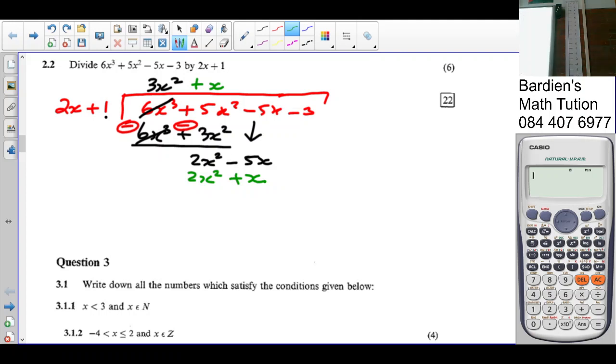Okay? So what do we do now? Change the signs in the line. So 2x squared minus 2x squared cancel. That's what we want. Minus 5x minus x is minus 6x. So what do I do now? Bring down the negative 3.